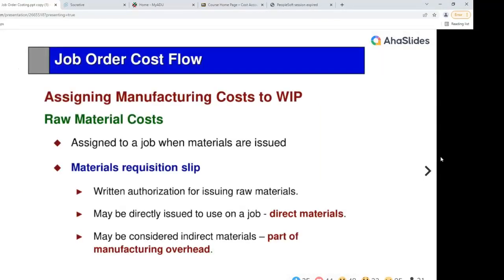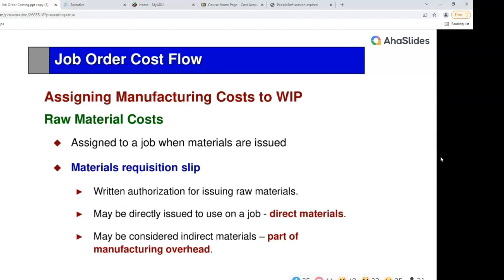All right. I'm going to start off with raw material. Notice the heading, assigning manufacturing costs to WIP. What's the first cost category? Raw material. Where's the raw material? In raw material inventory. And what we're going to do here is assign to the job the materials that are issued. And how do I do that?